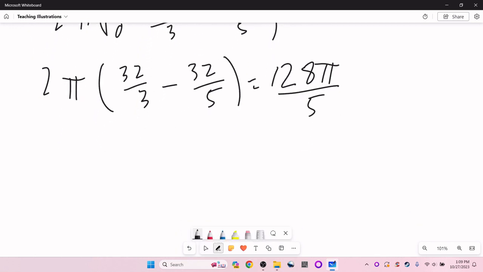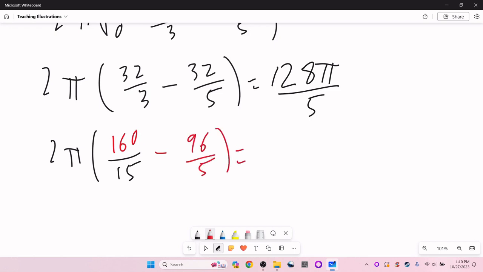Did I write that? Doesn't look right. Let's check this. 2 pi times, common denominator is 15, so 32 times 5 is 160, minus 32 times 3 is 96, over 15. Okay, 15. That is a problem. That should be a 15. Dumb mistake in my notes. 128 pi over 15. Okay, let's keep moving.